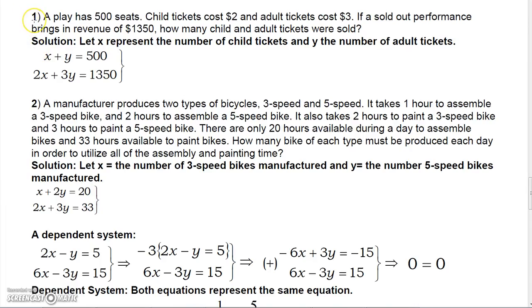This is just a couple of examples of setting up. Go ahead and read number 1, but basically it's very similar to the one I did earlier about child tickets and adult tickets. It's a little bit different though.